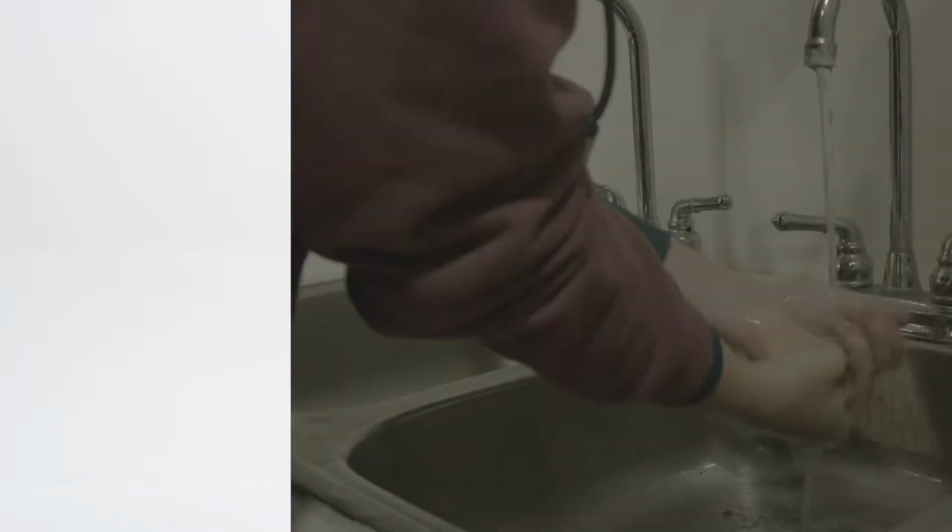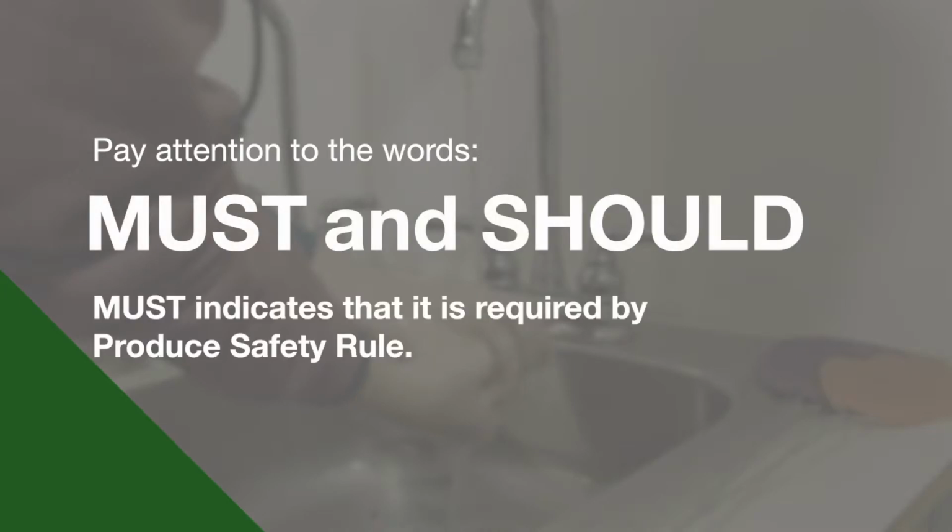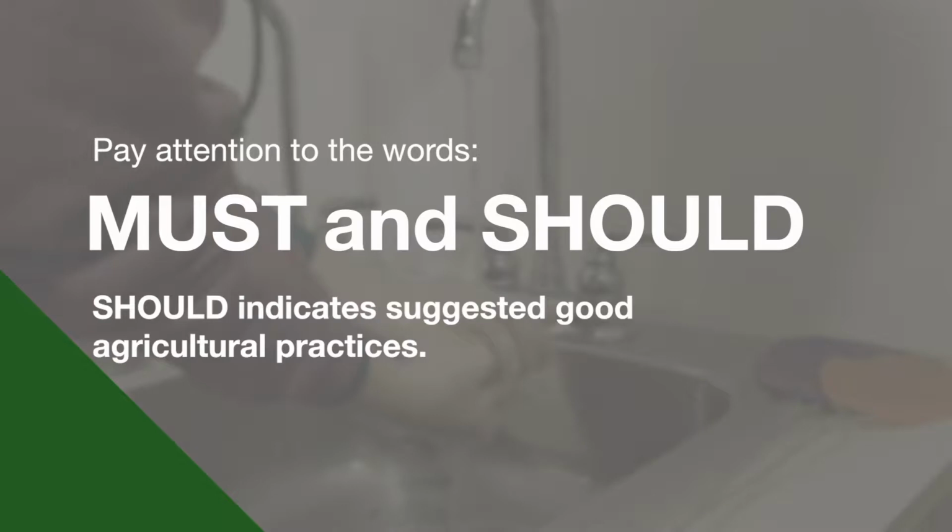There will be definitions of important terms included in on-screen graphics throughout this video. Feel free to pause the video at these times in order to review the definitions. Lastly, pay attention to the words must and should. Must indicates that it's required by the Produce Safety Rule. Should indicates suggested good agricultural practices.